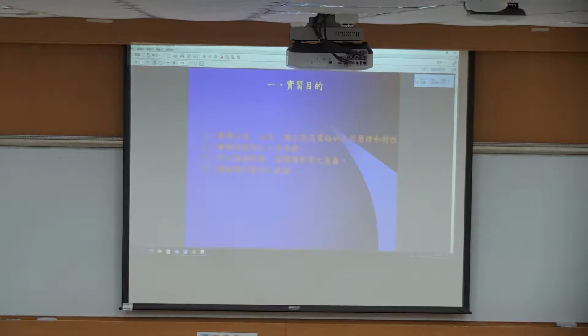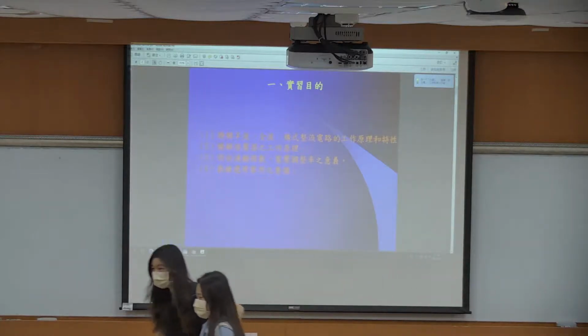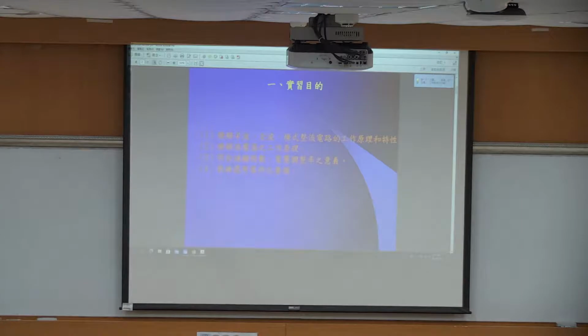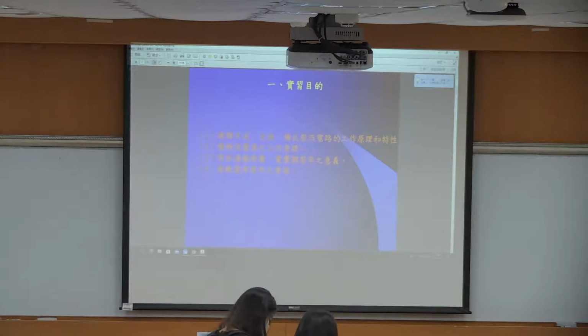We already know the half wave, full wave, and bridge rectifier in the class. So today we're gonna do some experiments about this, and we're also trying to learn about the voltage doubler and the meaning of some parameters of the circuits.